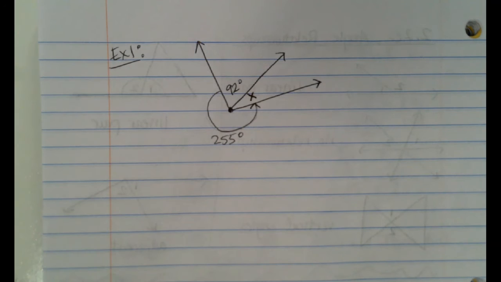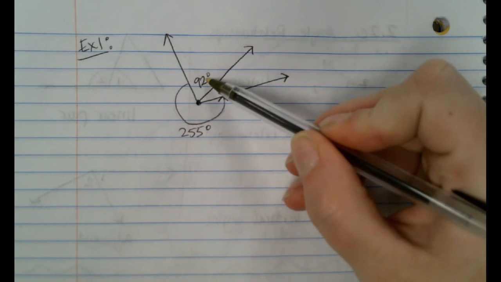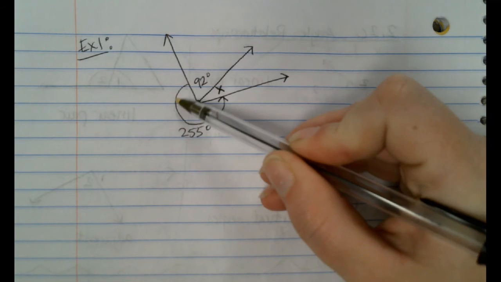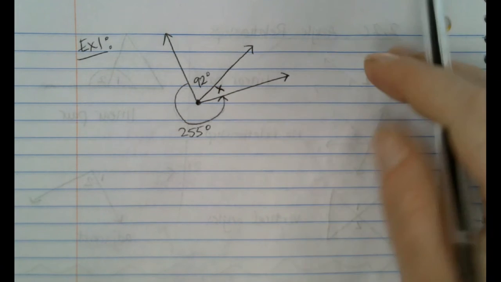And let's not guess. I mean, there's no point in guessing. We've got all the information that we need. We've got a central point. We've got 92 degrees, 255 degrees. The missing part right here, how are we going to find this?